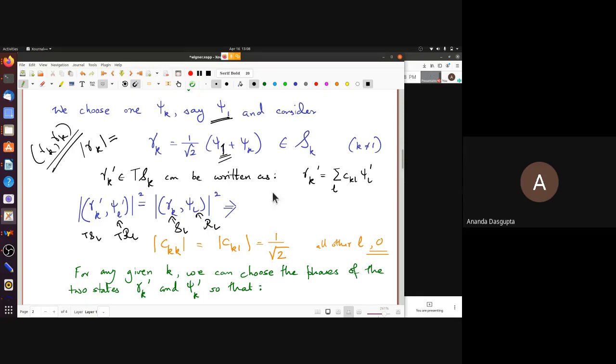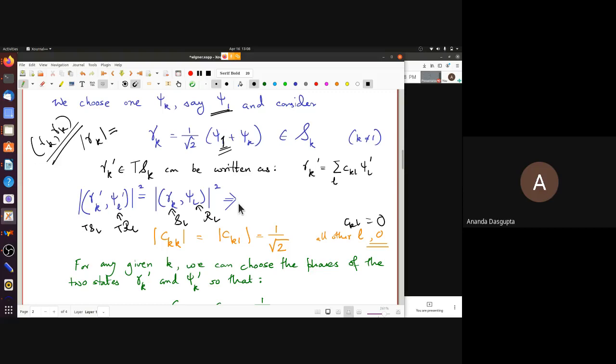And that immediately tells you that this coefficient CKK mod square and CKL mod square must be 1 by 2, and for all other L, CKL must be 0. That is an immediate consequence of this. Of course, it only talks about mod square. CKK mod square has to be 1 by 2, so CKK mod has to be 1 by root 2, and CK1 mod has to be 1 by root 2. Right? Is that clear?